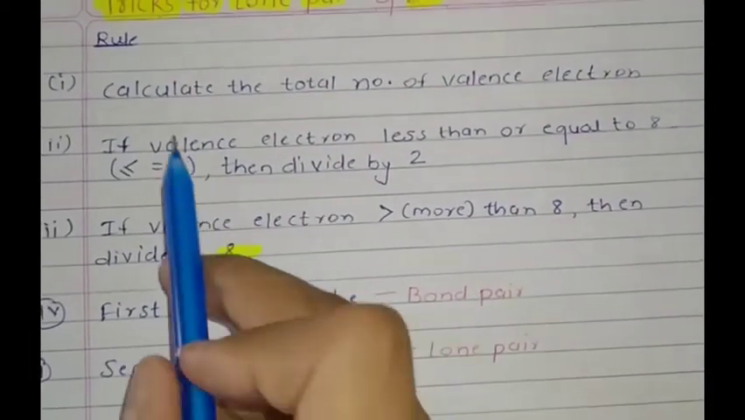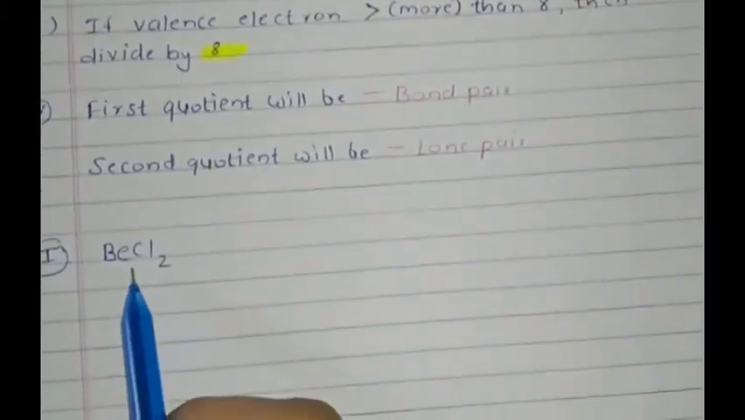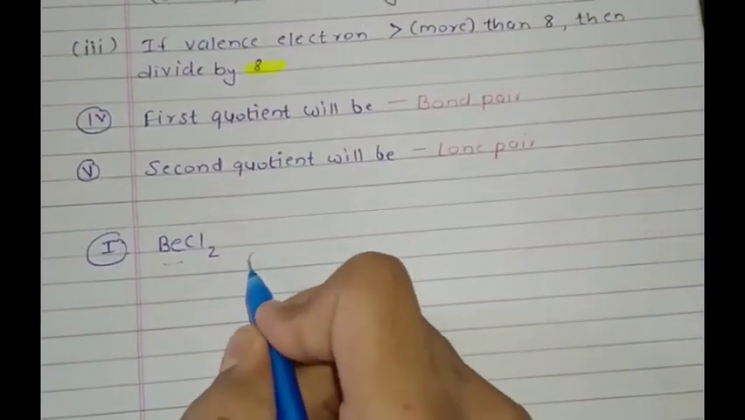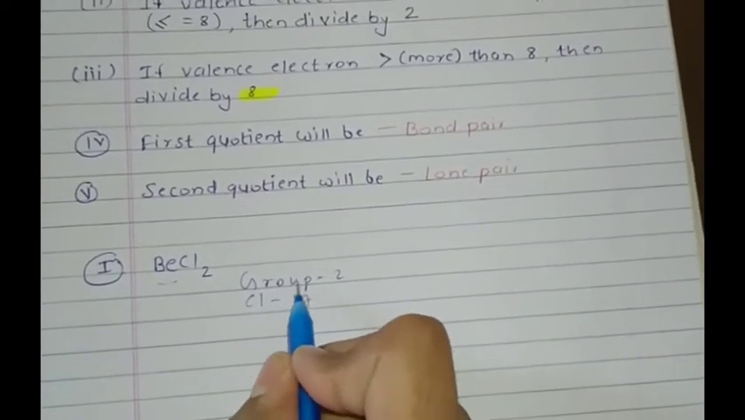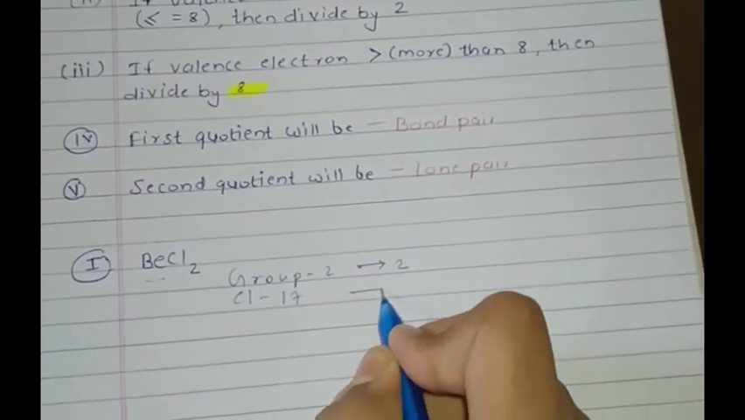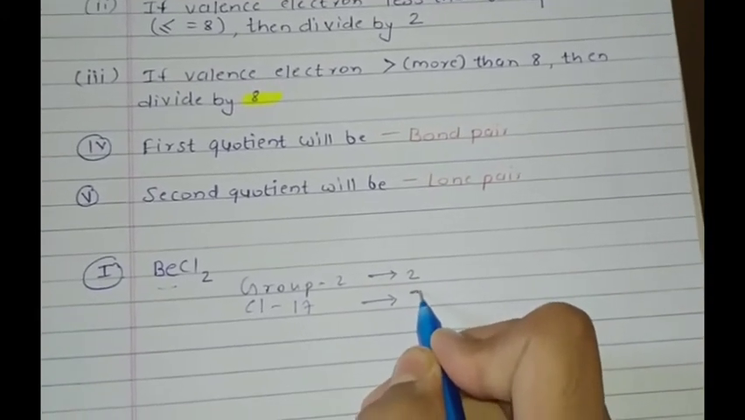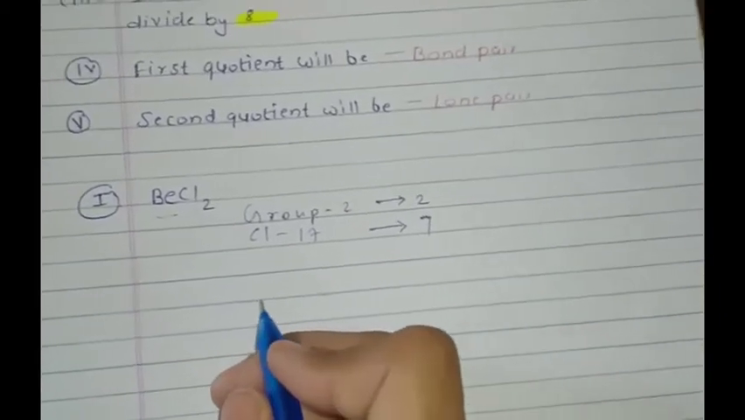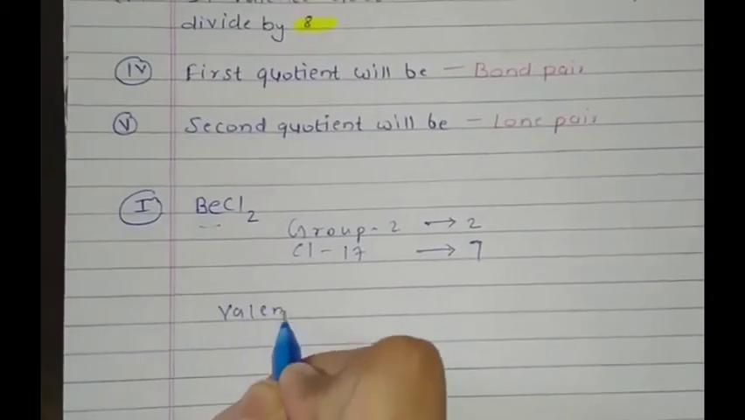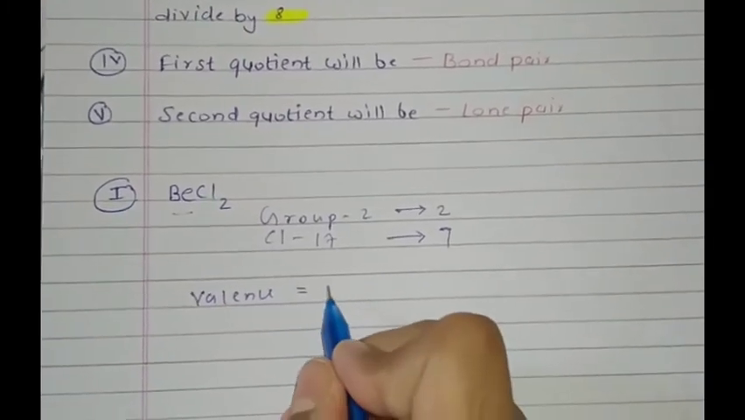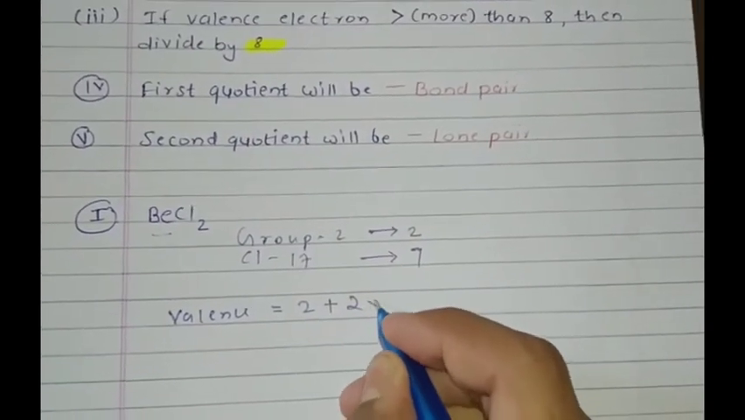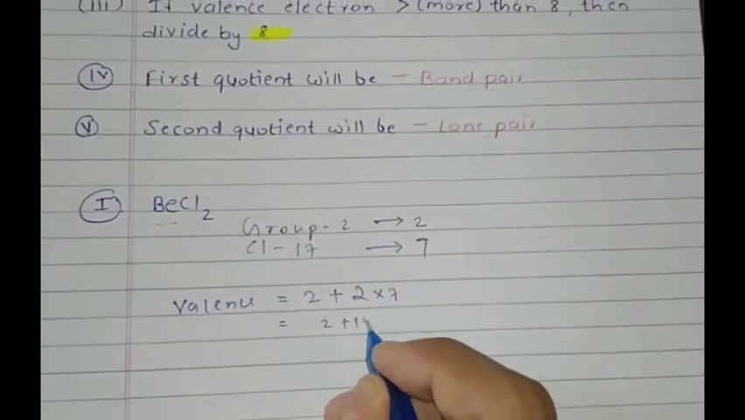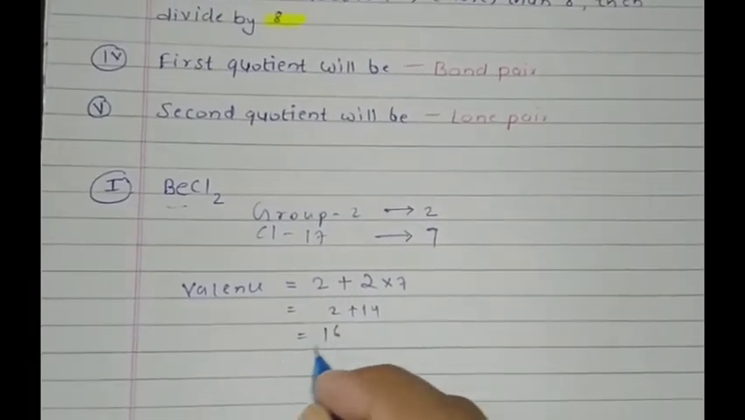Take the example of BeCl2. According to our rule, first we have to calculate the total number of valence electrons. Beryllium belongs to group 2, and chlorine belongs to group 17. So the valence electron of beryllium is 2 and of chlorine is 7. The valency of Be is 2, plus chlorine is twice, so 2 into 7. So 2 plus 14, we get 16 valence electrons.